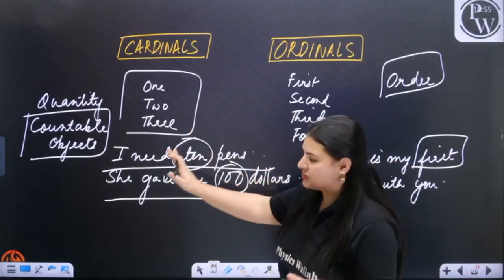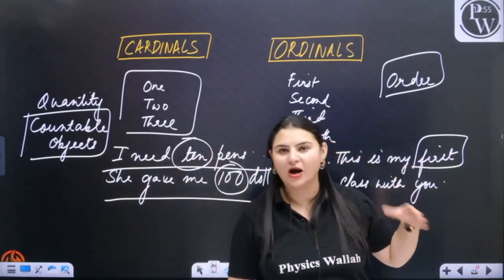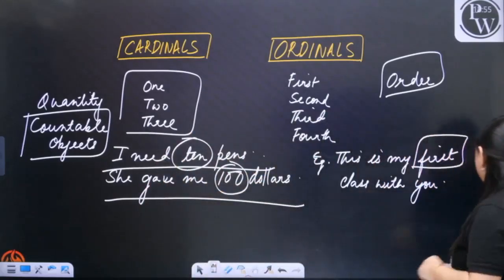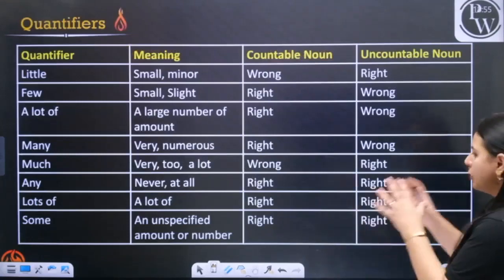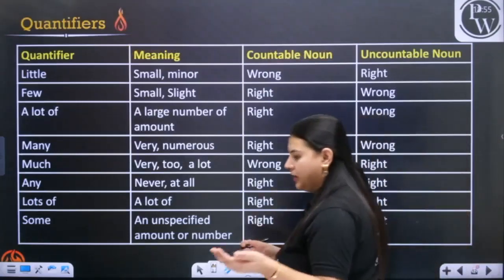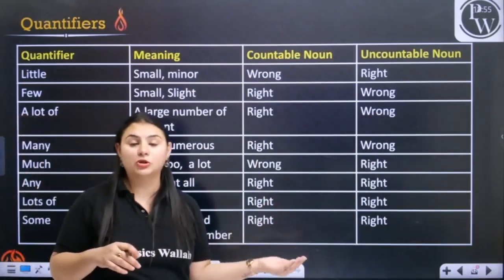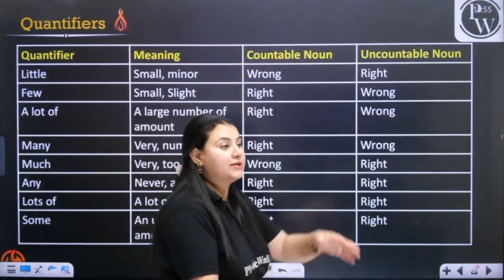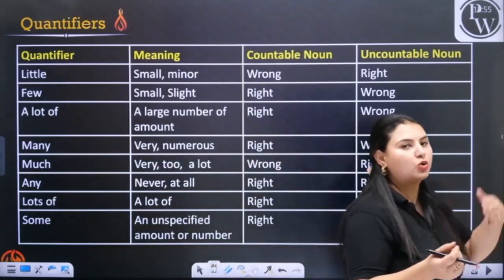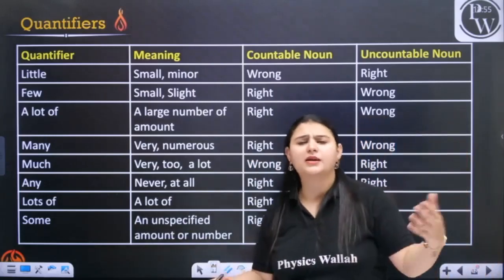So you know the difference between cardinals and ordinals, and you know how to use them. Okay, now let's move further. We'll talk about quantifiers. Quantifiers is something where we get confused a lot: where do we have to put the quantifiers? Quantifiers basically come under two categories, that are countable and uncountable.